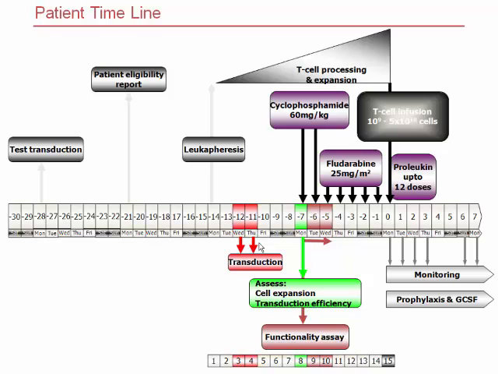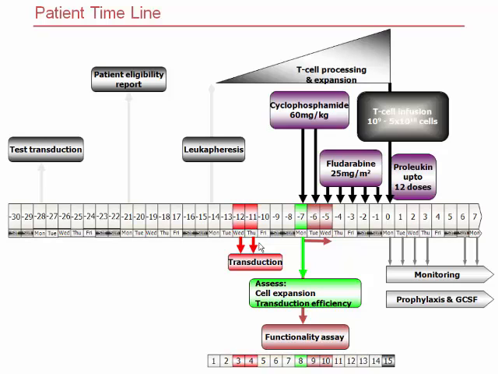For most, preconditioning is a fairly toxic regime of cyclophosphamide and fludarabine. So this is more or less close to a transplantation sort of preconditioning regime. T-cells are expanded and then infused into the patient 1 day after the last dose of fludarabine. The patient then receives interleukin-2 and is monitored and receives prophylaxis to encourage stem cell engraftment and recovery.